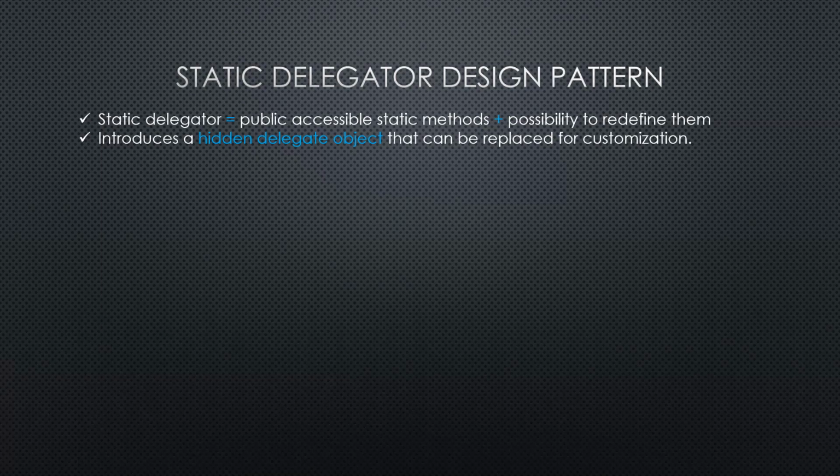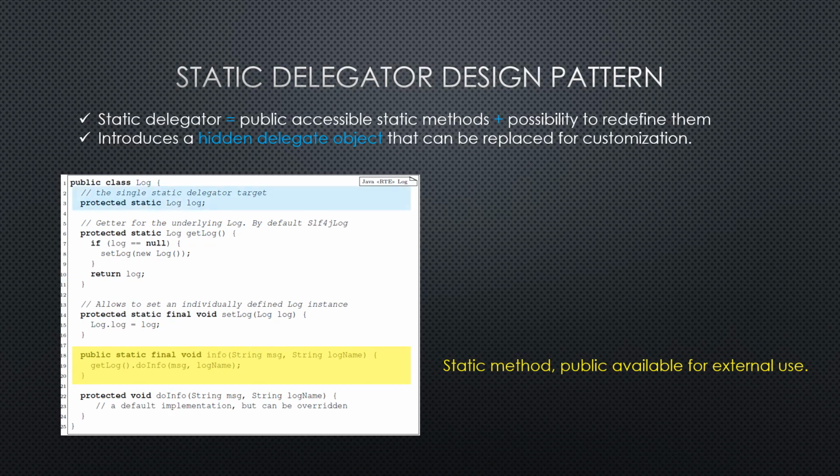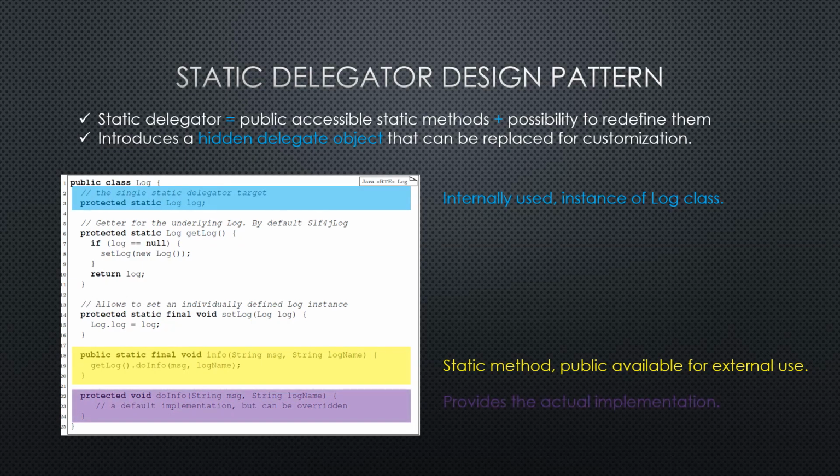Take a look at this code snippet of a static delegator method. The info method is the static method that is publicly available since it is meant for external use. Internally, it delegates the method call to its internally used object log, which in fact is an instance of the log class. The static method calls the instance method doInfo that provides the actual implementation. Static delegators may have many such pairs.